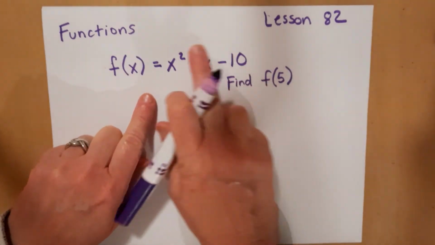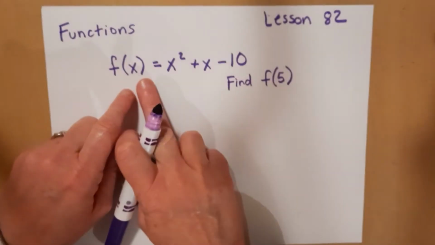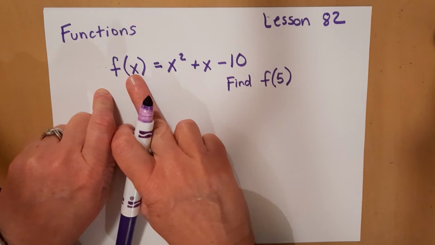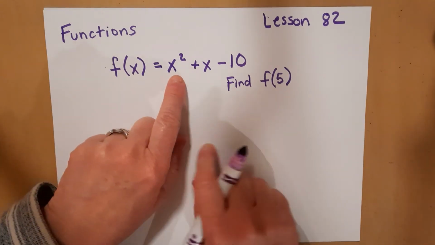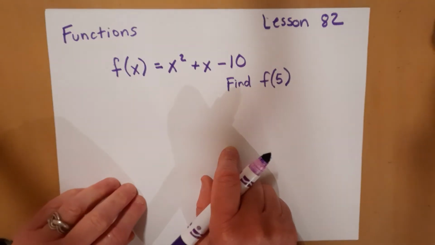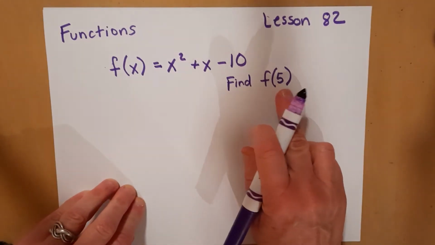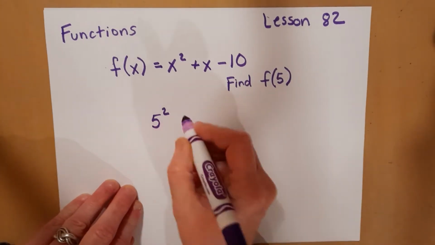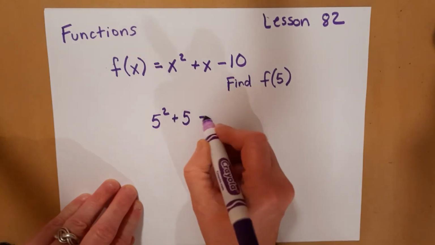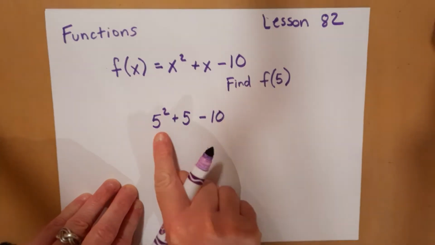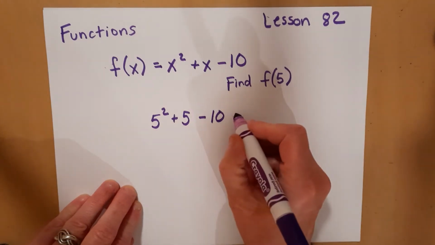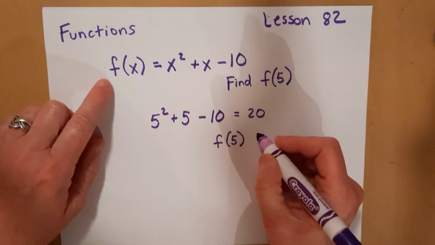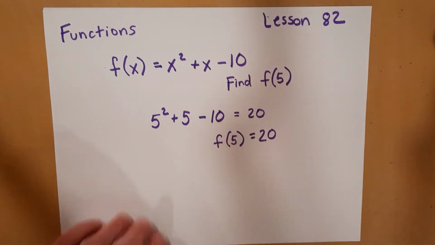It's almost like this part right here is like a machine. This is telling you, hey, there's a machine coming up. It's a function. And this is what's going to happen if you put something in for x. It's going to get squared and added to itself, and then 10 is going to be subtracted from it. So if they say find f of 5, then we're going to put 5 into this machine. First we square it, then add it to itself, and then subtract 10 from it. So 25 plus 5 is 30, minus 10 equals 20. So the function of 5 in this case equals 20. And that's all there is to it.